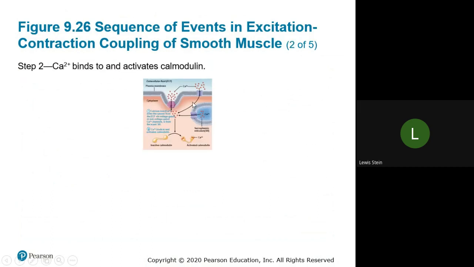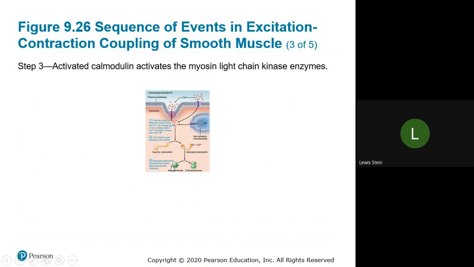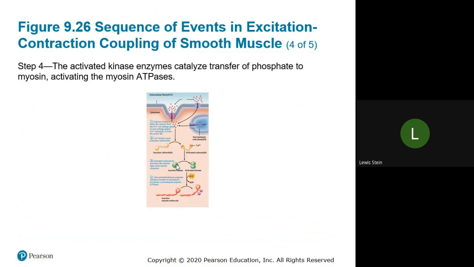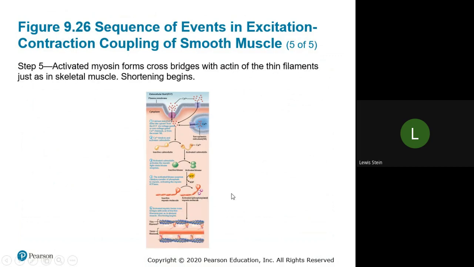So those are the bases that you need to know. Calcium binding, activating the calmodulin. You can see the calmodulin changes shape. It then activates the kinase molecule, those light chain kinase molecules, and then they in turn, again, assisted by ATP, phosphorylate the heads and create the activity.